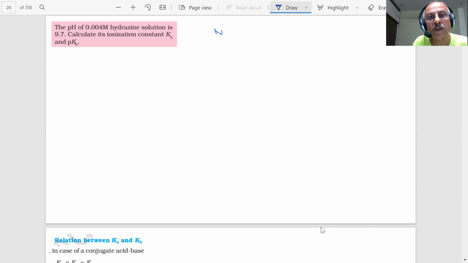What is hydrazine, students? NH2 NH2. When it reacts with water, what will happen? NH2 NH3 plus and OH minus. What is the value of this, students? What is he giving? The concentration is 0.004 molar, students. pH is 9.7.